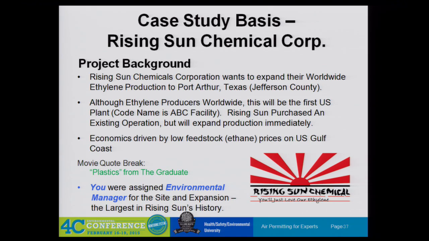I made all this stuff up. Project background is Rising Sun Chemical wants to expand their worldwide ethylene production to Port Arthur, Texas, lovely East Texas in the Golden Triangle. And although they're ethylene producers worldwide, this would be their first U.S. plant, codename ABC. And Rising Sun purchased an existing operation, but will expand its production immediately. The economics driven by low feedstock, the ethane prices on the U.S. Gulf Coast are driving the project.